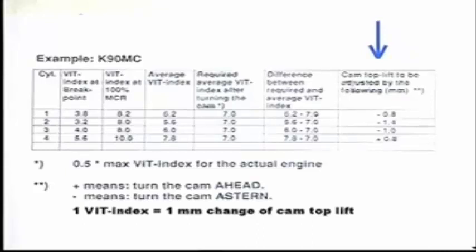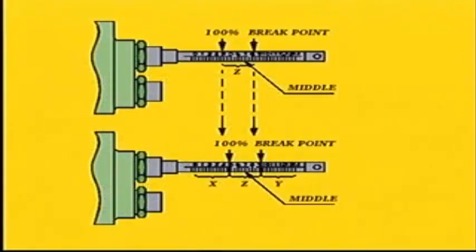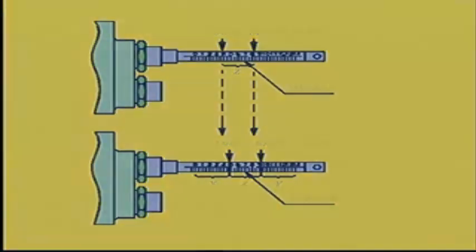If the result exceeds 0.5 millimeters, the cams must be turned according to step 1.6 of this film, after step 1.5 has been completed. The purpose of turning the cams is to distribute the breakpoint and 100% MCR service points evenly around the middle value of the VIT-rack.